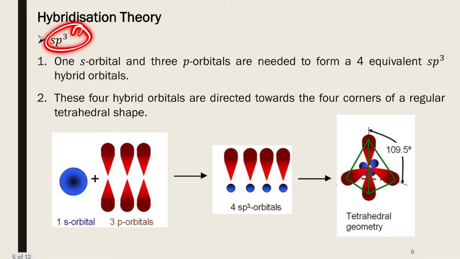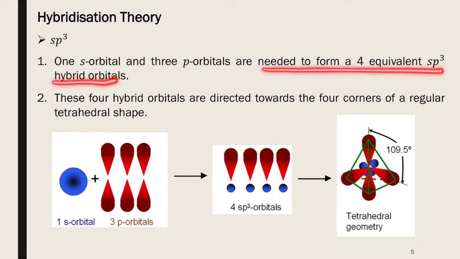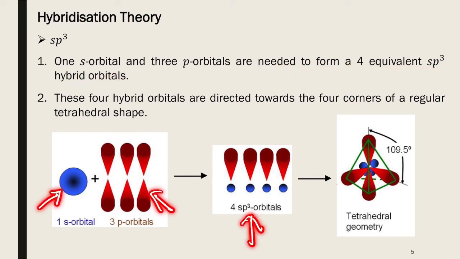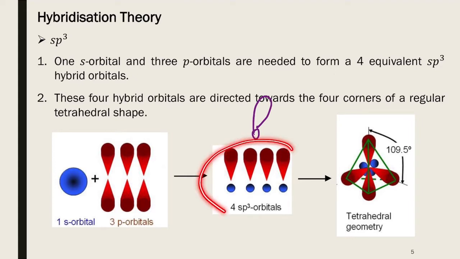So let's take a look at how the sp3 hybrid orbital is formed. Actually we need 1 s orbital and 3 p orbitals to form 4 equivalent sp3 hybrid orbitals. So as we can see there, we need 1 s orbital and 3 p orbitals to form 4 sp3 hybrid orbitals. So bentuk dia macam begitulah. And then what will happen, these 4 hybrid orbitals, dia akan rearrange itself. Jadi dia akan membentuk apa yang kita panggil sebagai tetrahedral arrangement.